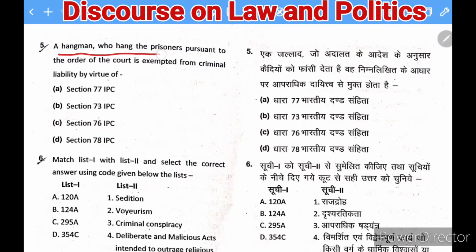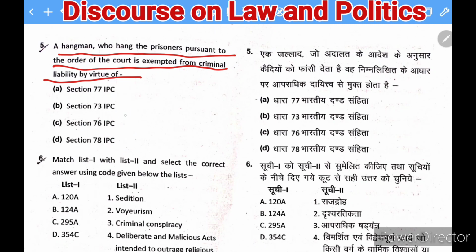A hangman who hanged the prisoner pursuant to the order of the court is exempted from the criminal liability by virtue of which section? So where a hangman has hanged someone as the prisoner, he will be exempted from the criminal liability, but under which section of the IPC? The options which are given: section 77 of the IPC, 73 of the IPC, 76 of the IPC, and 78 of the IPC. So which is the right answer?